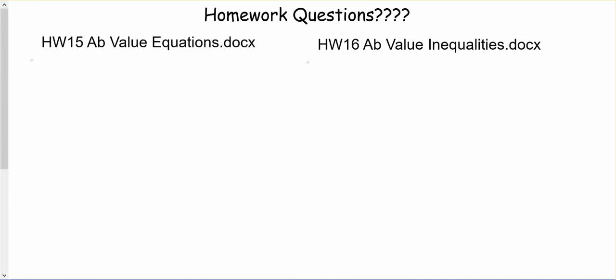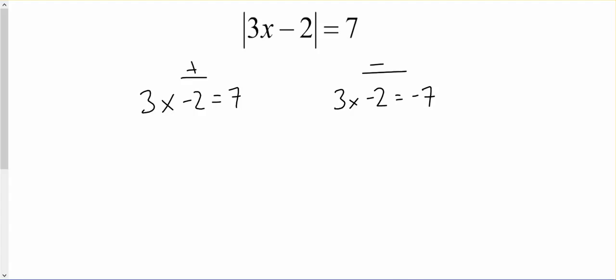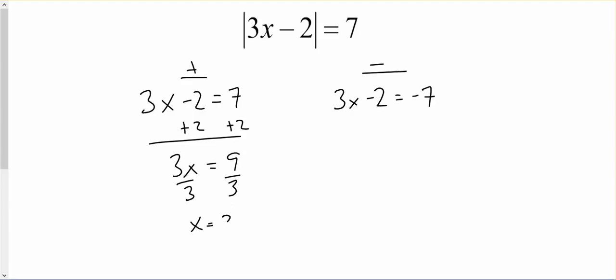Homework questions, do those in class. And now you guys should be working on a couple of these, so let's do this. You spend some time and then hit pause and we'll go ahead and do it. So we have our positive side and our negative side. 3x minus 2 equals 7. Our negative side, 3x minus 2 equals negative 7. We'll add 2, and we'll get 3x equals 9. Divide by 3, x equals 3.